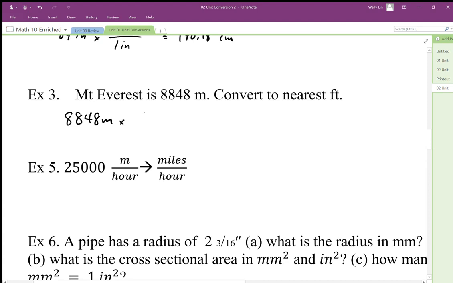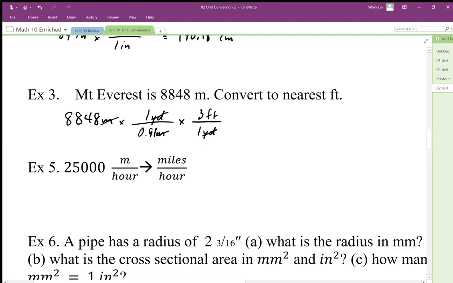So I'm going to have 0.91 meters is equal to 1 yard. Okay, and then I know that 1 yard is equivalent to 3 feet. So just check my dimensions here. So the meters cancel, the yards cancel, okay, and then I'm left with feet.